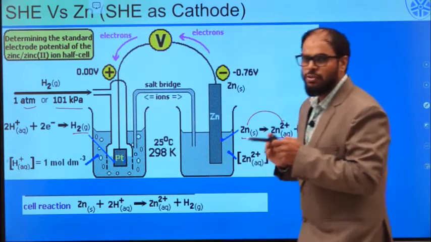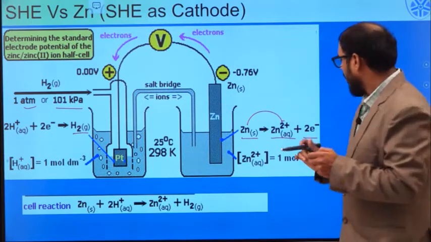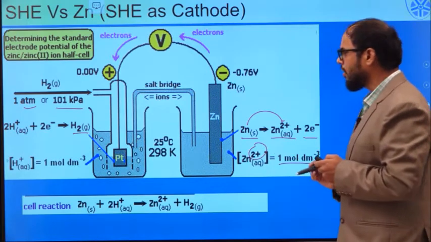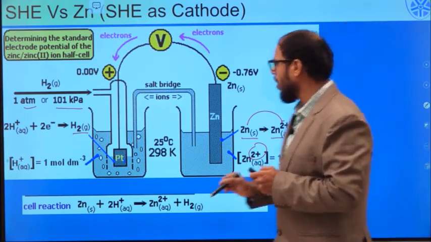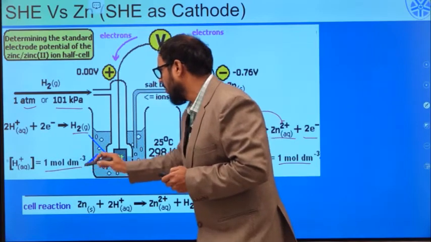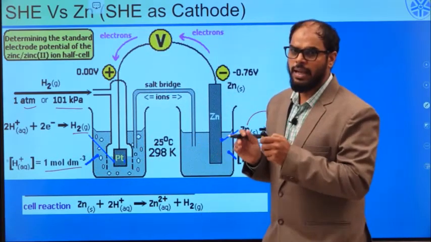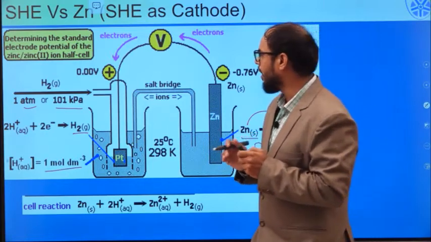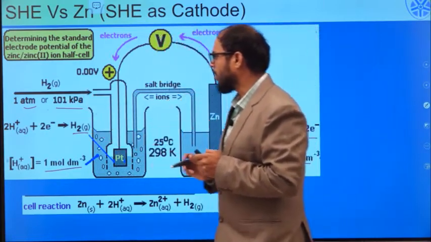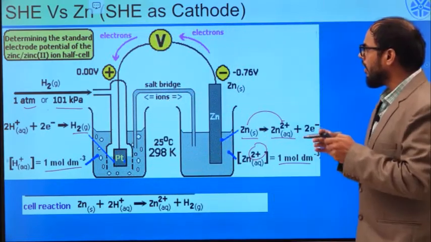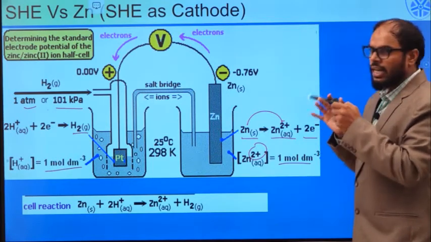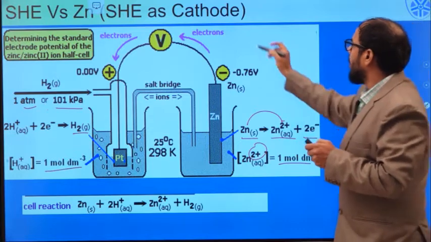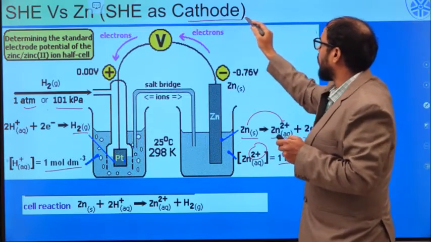We should be very sure that the concentration of Zn plus 2 ions is 1 molar per decimeter cube, as is the concentration of the H plus ions, and the whole setup has to be maintained at 298 Kelvin, that is 25 degrees centigrade, with 1 atmospheric pressure of hydrogen gas. Whenever the SHE is connected to a zinc metallic strip, the SHE electrode will act as a cathode.